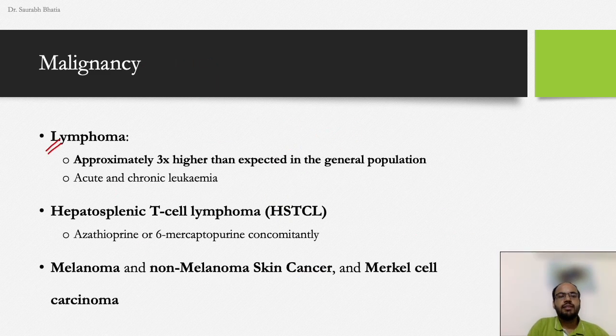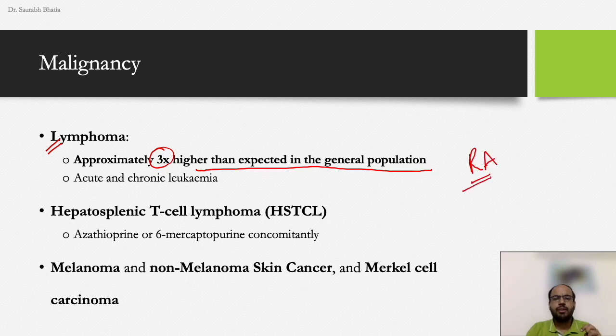Now, lymphomas are 3 times higher than expected in the general population when the patient is taking a TNF-alpha inhibitor. Now remember that even if a TNF-alpha inhibitor is not being given, patients who have rheumatoid arthritis already have a higher risk of developing lymphoma. In some of the studies, it is described as 2 times the general population. So even the disease itself can lead to malignancies. We have to keep in mind whether it's because of the disease or because of the drug. If it's because of the drug, you have to stop the drug.